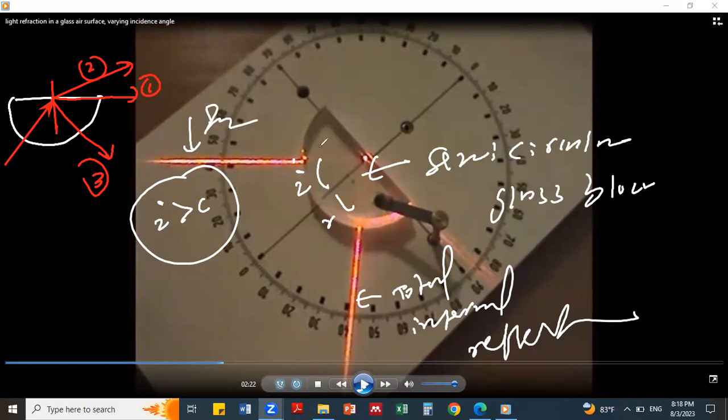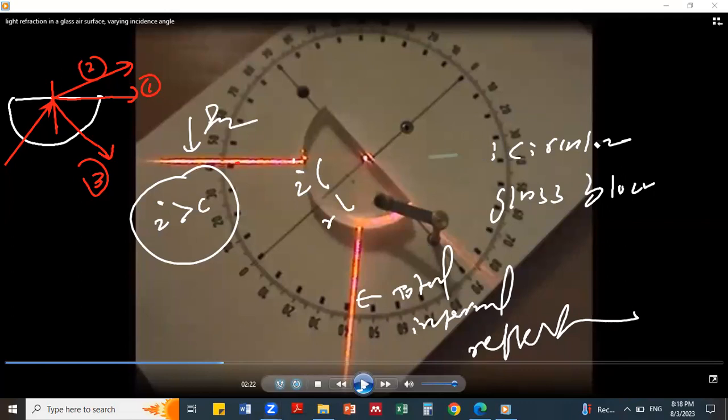So that's what you are doing here, experimentally. You need a laser torch or something, and you can do it. Is that clear, everyone? This is total internal reflection.